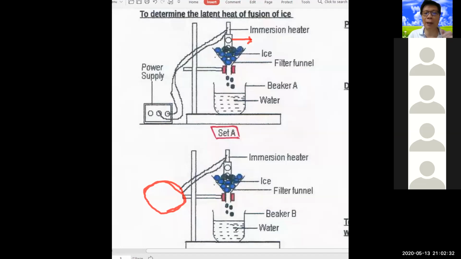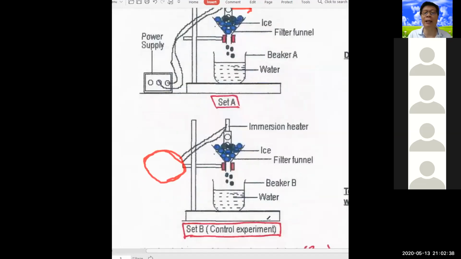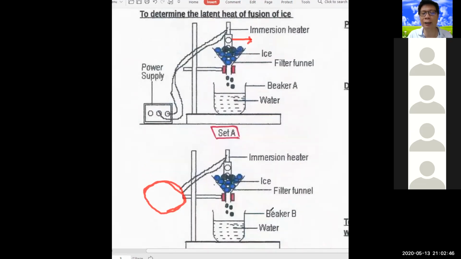Okay, so the problem of heat melted by the surrounding can be solved by using a control experiment. Hey, you must remember, in the exam, they ask you why you need a control experiment. You must know the reason.